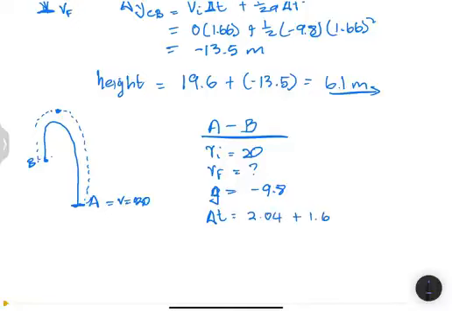the 1.66. I believe that would give us 3.7, so that would be 3.7 seconds. That's the total time of flight of this ball.